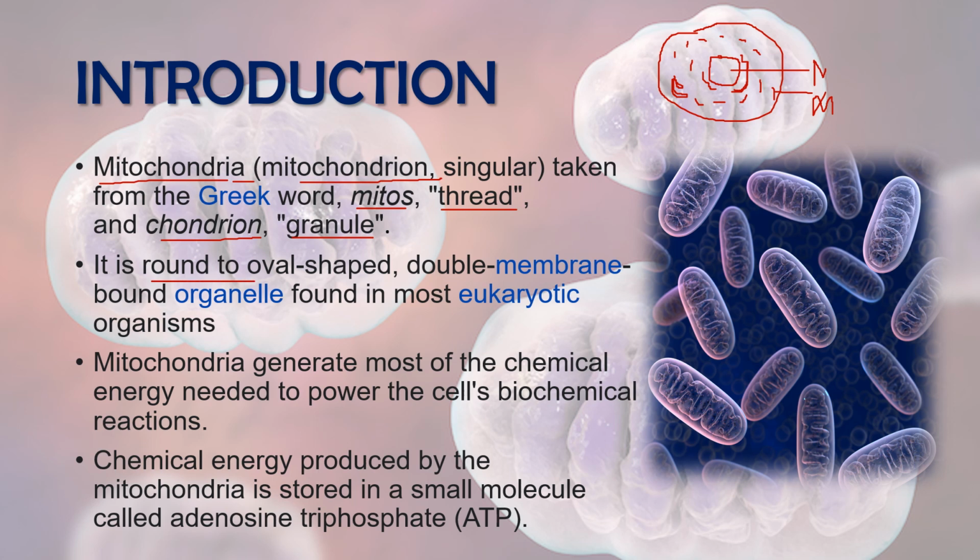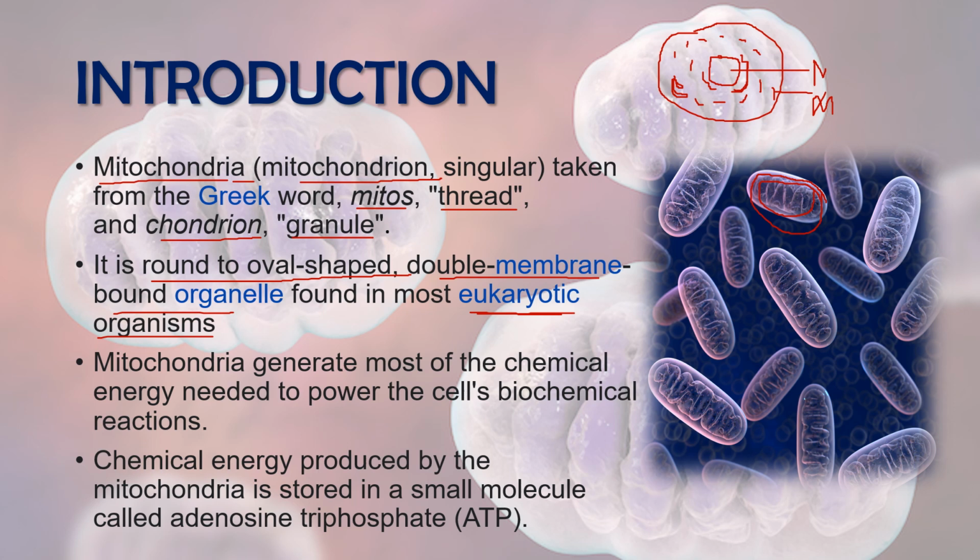It is round to oval shaped and has a double membrane structure, and is found in eukaryotic organisms. So this cell organelle is found in eukaryotic cells, and the structure is oval shaped, sometimes round, and it has a double membrane. You can see in this picture, these are oval or cylindrical shaped structures. These are mitochondria, which are enveloped by a double membrane structure.